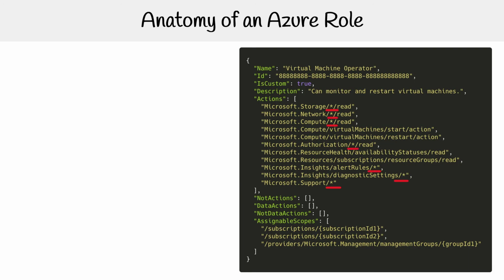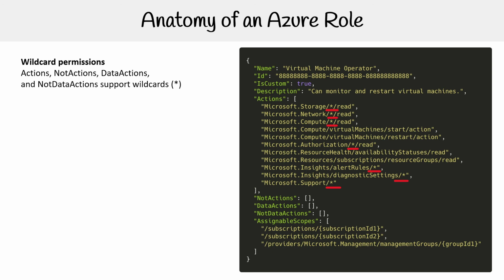I do want to just point out one other thing with these roles, and it really just has to do with these asterisks, just if you're not familiar with them, but that usually indicates a wildcard permission. It's like saying match everything. And so when you're doing that, you can use it in actions, not actions, data actions, and not data actions.